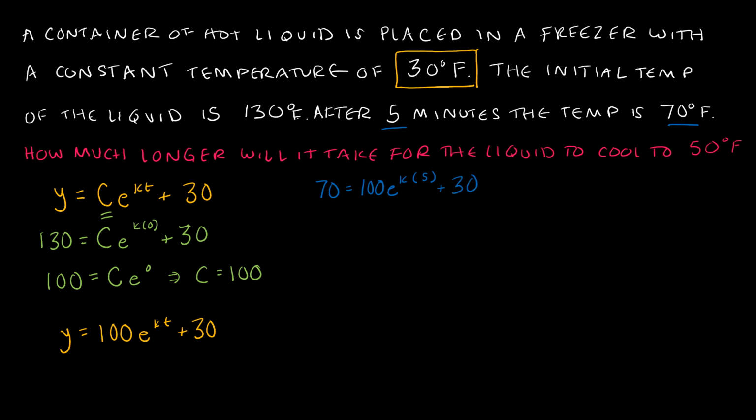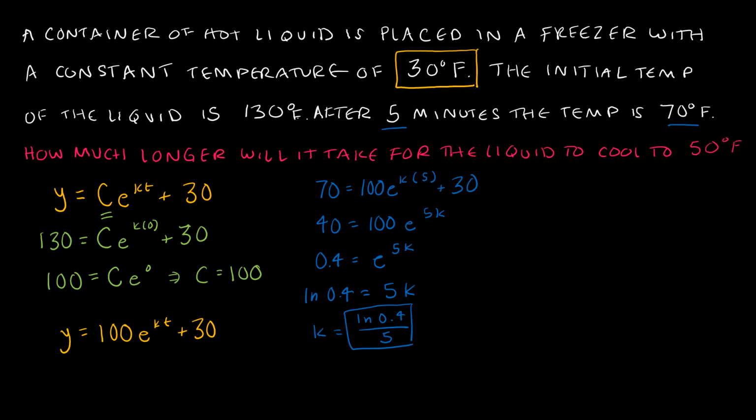I'm going to subtract 30 from each side. That gives me 40 equals 100e to the 5k. I'm going to divide each side by 100, so that gives me 0.4, or 4/10, equals e to the 5k. I'm going to take the natural log of each side, and that gives me that 5k is equal to the natural log of 0.4, and so k is equal to the natural log of 0.4 divided by 5. Again, I'm going to keep that as an exact value instead of rounding.